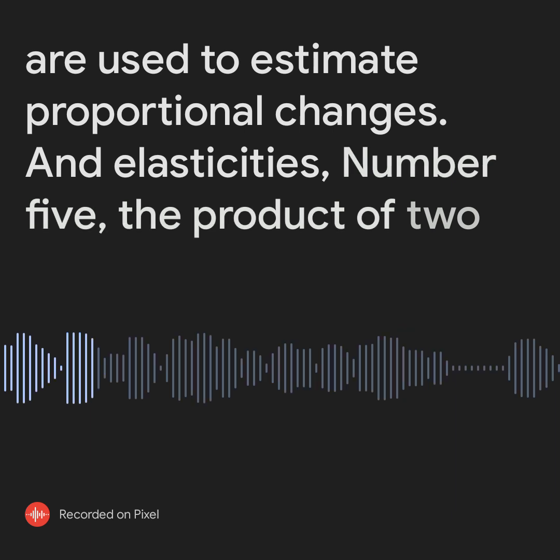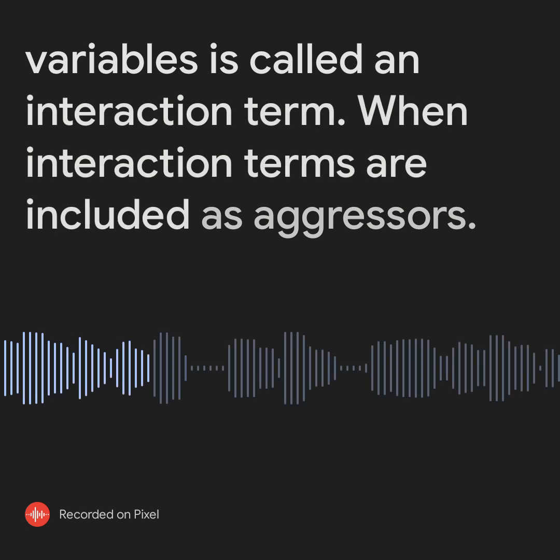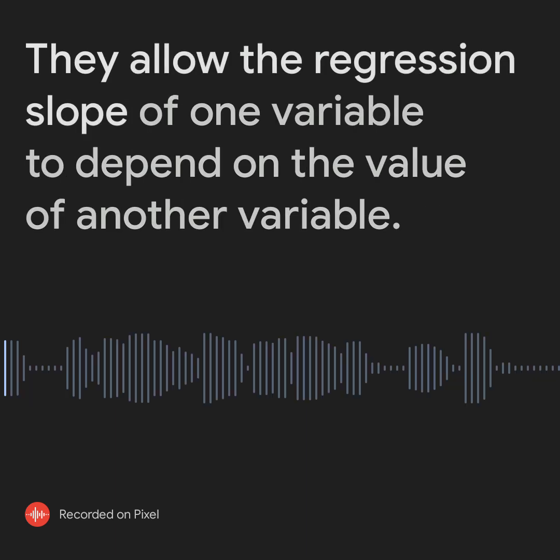Number 5. The product of two variables is called an interaction term. When interaction terms are included as regressors, they allow the regression slope of one variable to depend on the value of another variable.